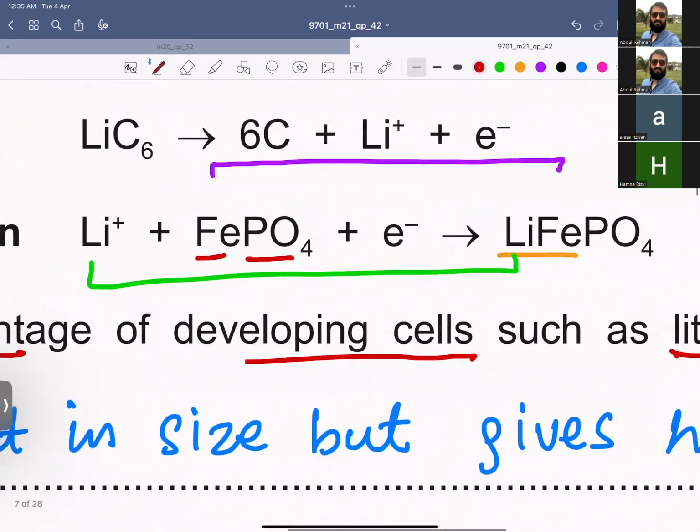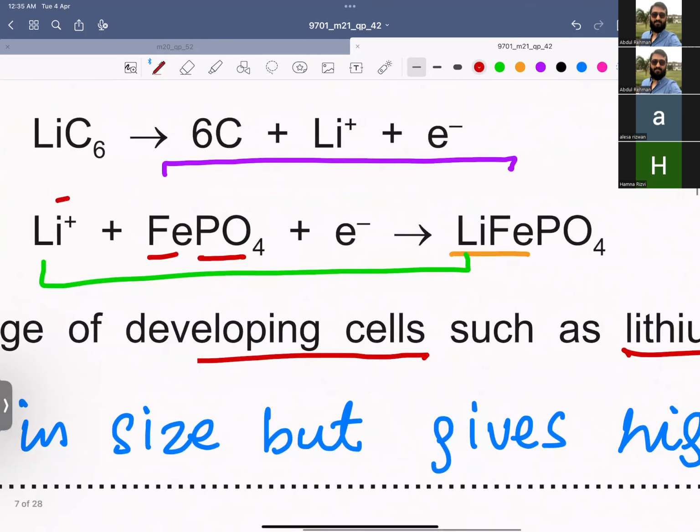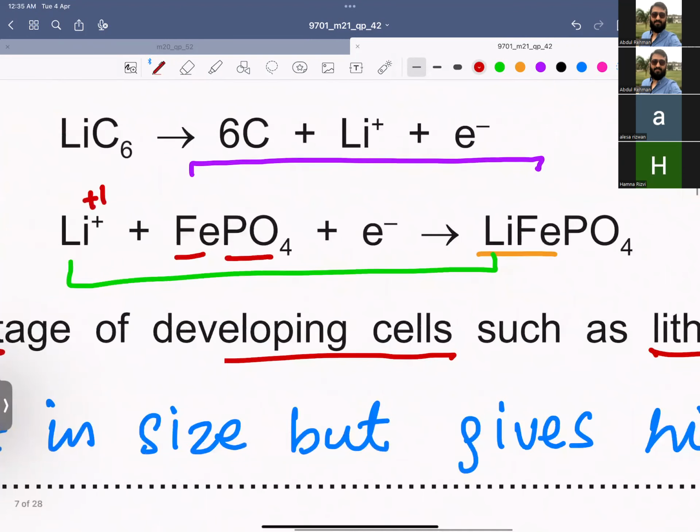Okay. We know lithium is in group 1, so it has a +1 charge, right? When we talk about phosphate, as if we talk about FePO4, the net charge of the whole compound is 0. And we know that PO4 phosphate has a 3 minus charge, which means iron must have a 3 positive charge. Is this clear? Yes, sir.